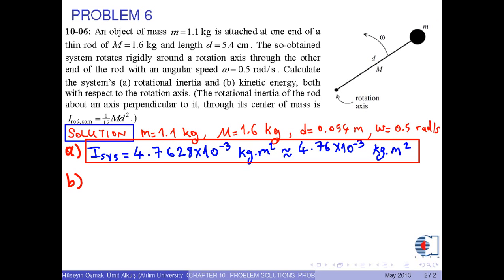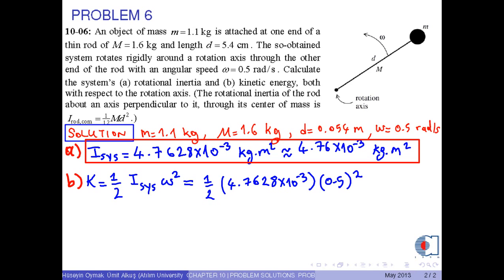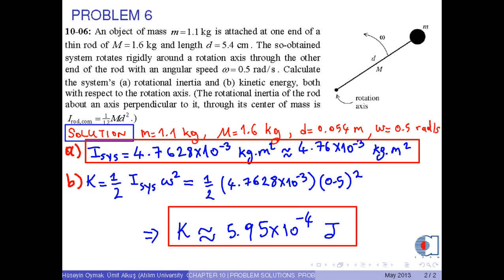To find the rotational kinetic energy of the system, we use this formula, which is 1 over 2 times I system times omega squared, where I system is the rotational inertia of the system with respect to the rotation axis, and omega is the angular speed of the system with respect to the rotation axis. Now we put the numerical values into this equation and we obtain the kinetic energy of the system with respect to the rotation axis as 5.95 times 10 to the power minus 4 joules.